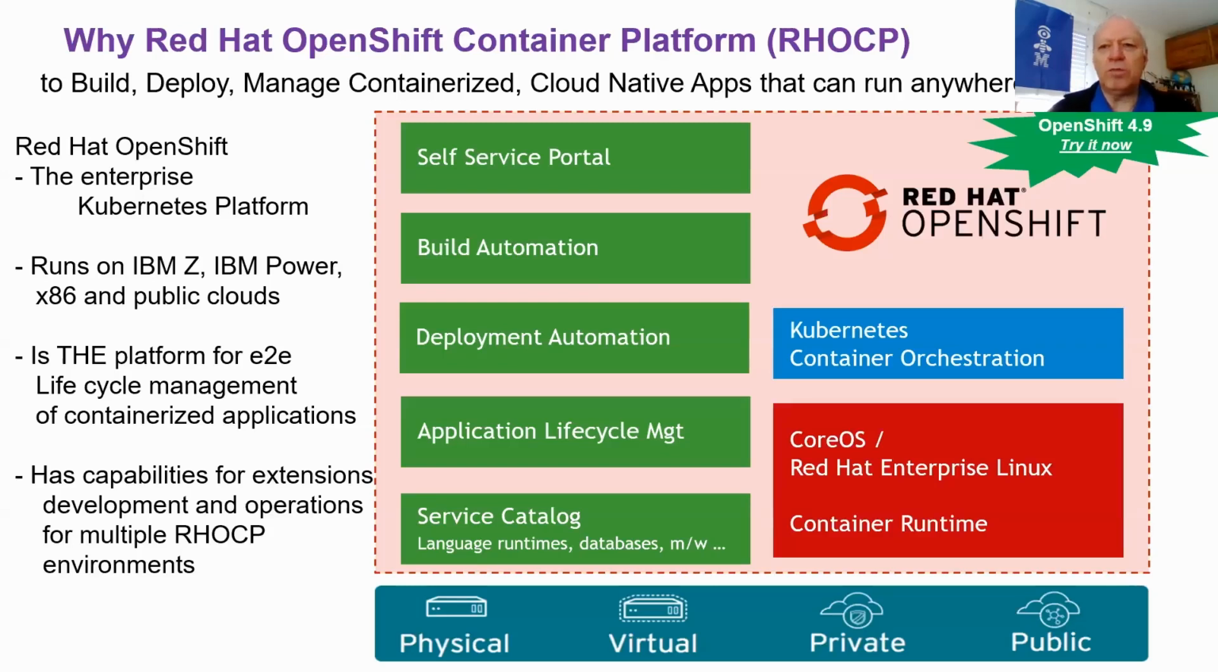When we're looking more exactly at OpenShift, on the right side you see CoreOS and the container runtime, the Kubernetes container orchestration, and then on the left side the service portal, build automation, deployment automation, application lifecycle management, service catalog. These are software components that come as part of the OpenShift Container Platform, and that's why it allows you to build, deploy, and manage your containerized workloads. It is really a foundation for a cloud environment. So it's not an application; it is basically a foundation for a cloud environment.